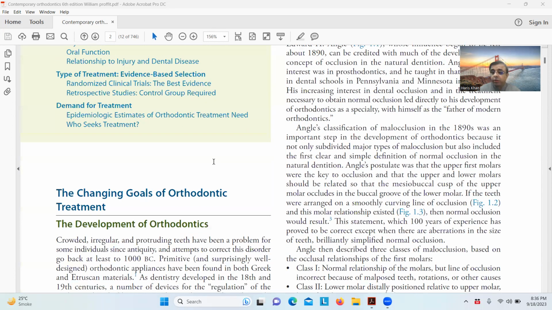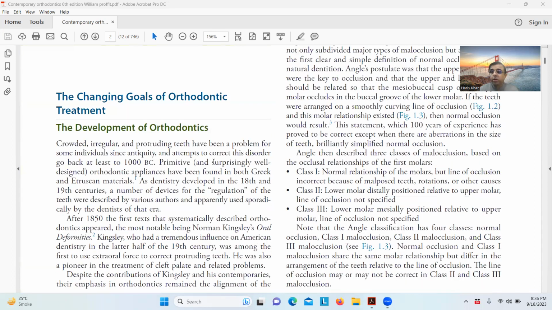I will go through this chapter and try to tell you how to keep important things as far as postgrad exams, both theory and viva, are concerned. So I will use my highlight tool.